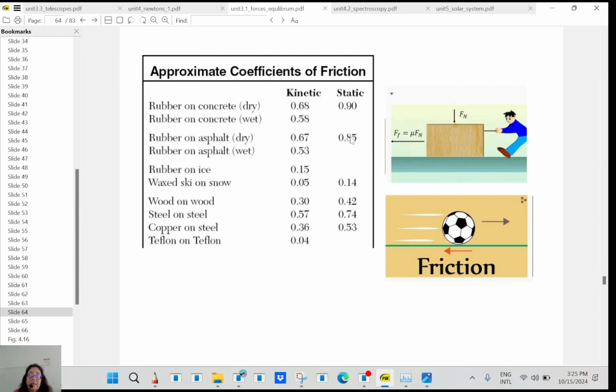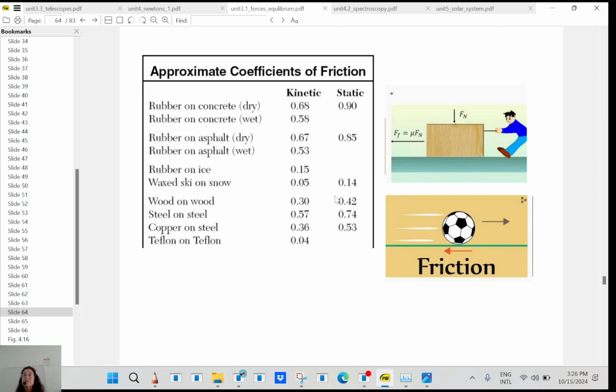So for example, rubber on concrete, you're going to have a very large static friction and of course a large kinetic friction coefficient. The coefficients will be very large. If you have Teflon on Teflon, that's going to be small. Copper on steel, that's going to be small. Right? Rubber on asphalt, it's going to be large. But if the asphalt is wet, it's going to be smaller. So the coefficients have no unit. Agree?